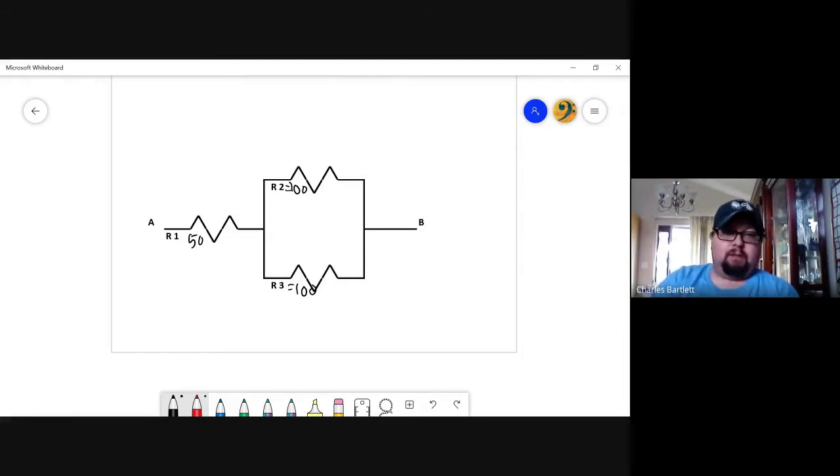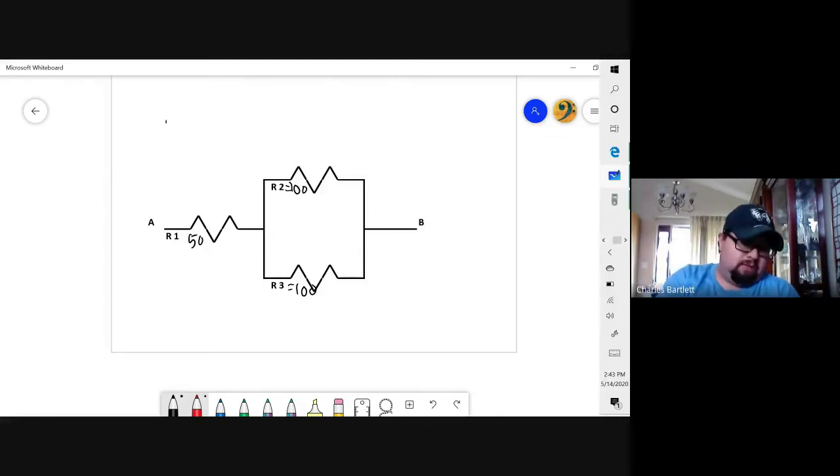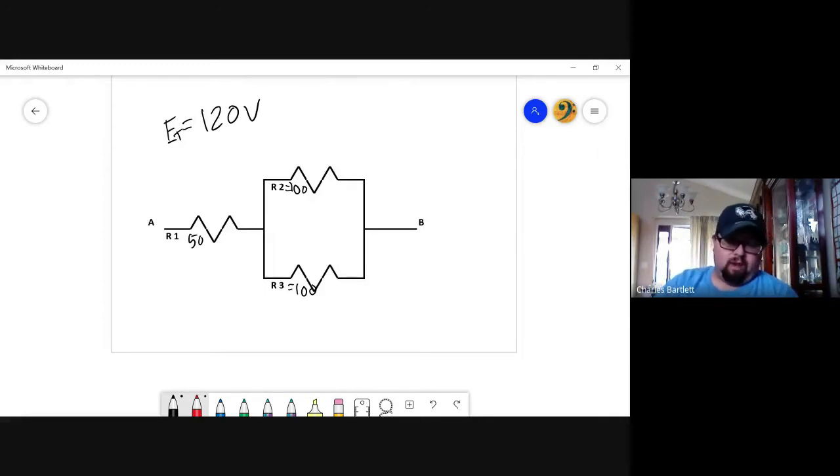And typically these types of questions will give us a total voltage. So we're going to say 120. We're definitely going to have to go over to the calculator for this one. But at least for the collapse down part, I know we've got an R2 and R3 of 50 ohms.